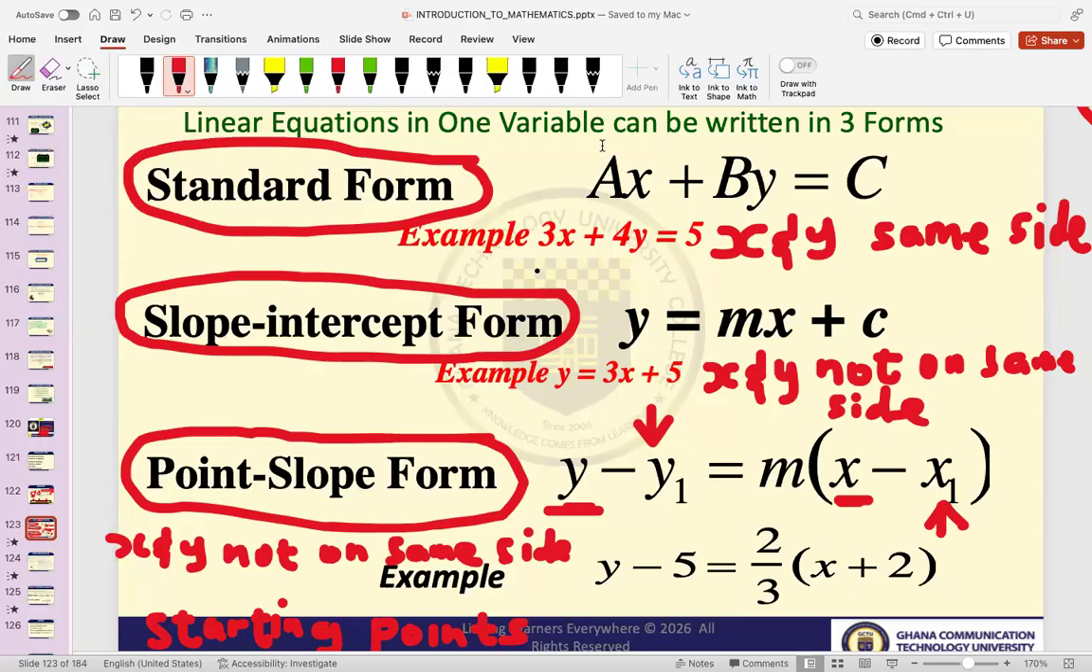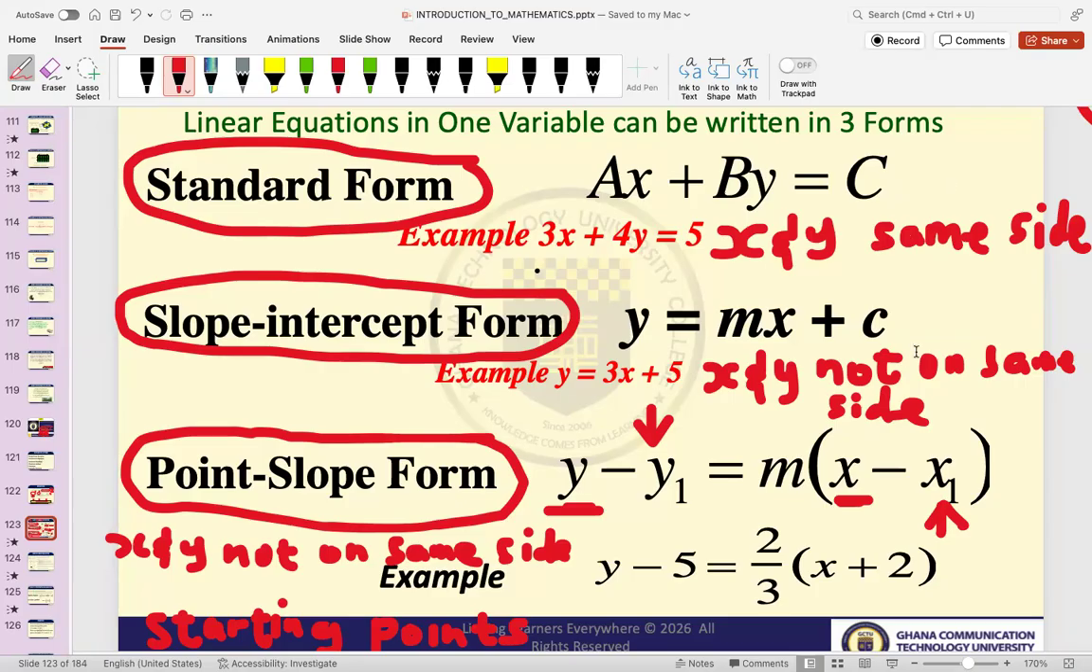Any question about the standard form, slope intercept form, and the point slope form of simple linear equation? Yes, Abraham, unmute yourself and ask your question.